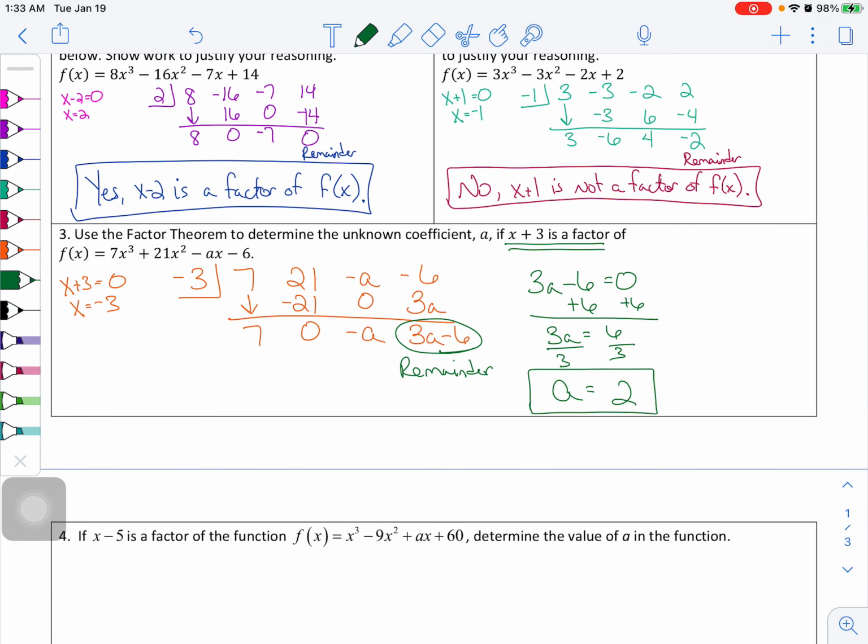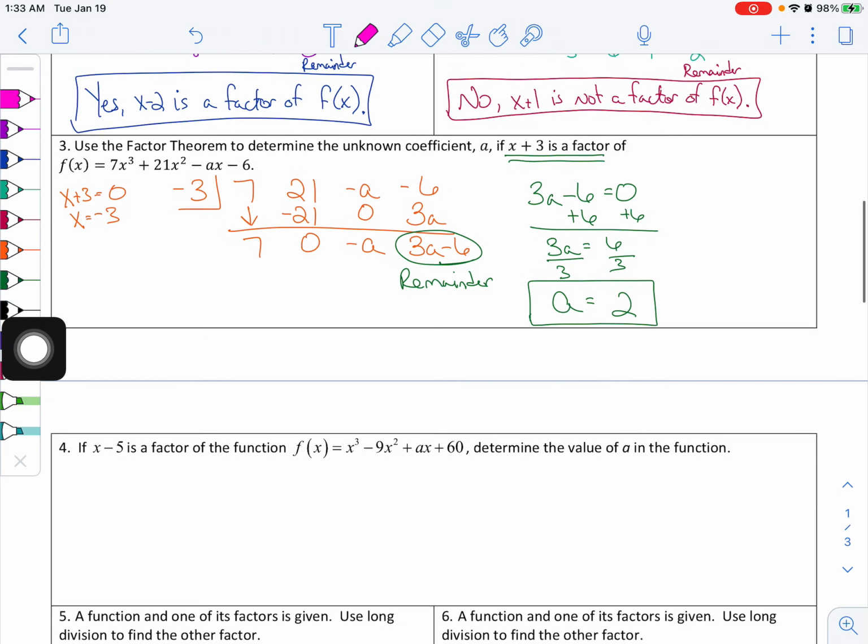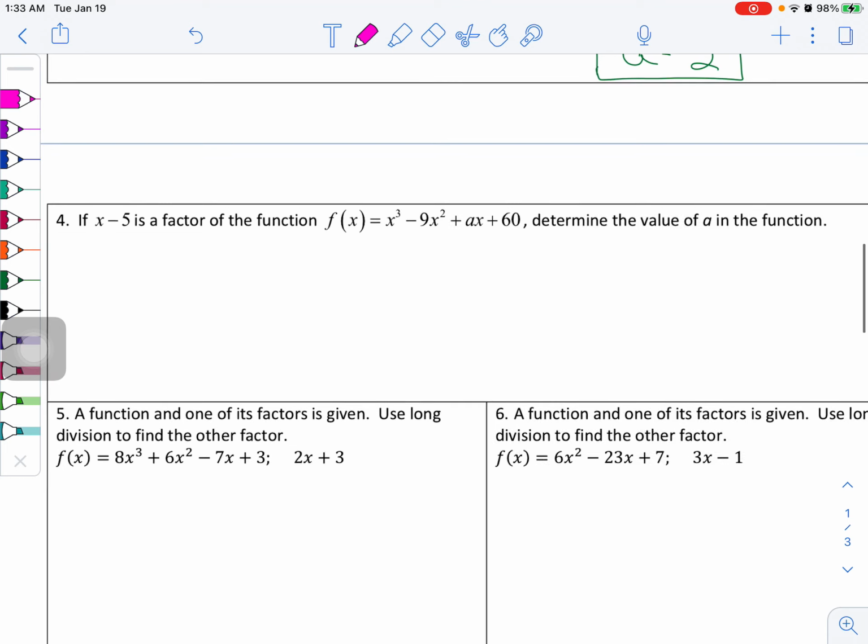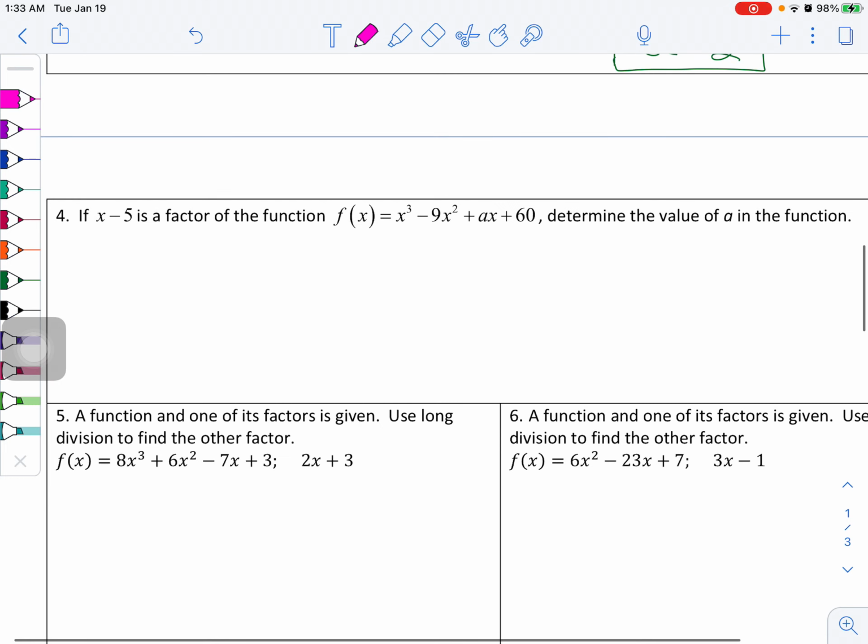Okay. Problem number 4, same type of question overall. Okay, I am telling you that x minus 5 is a factor of this function, and we want to determine the value of a. Now, the other option here, the other way you can do this problem, because it doesn't specify, you can start off the same way. So x minus 5 is equal to 0, so x is equal to 5.